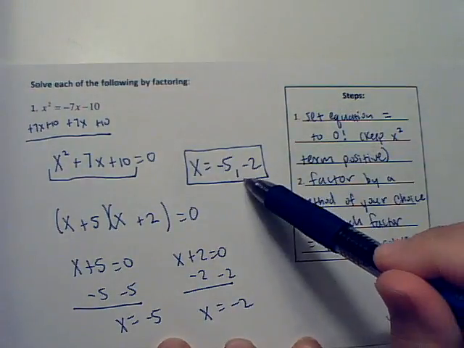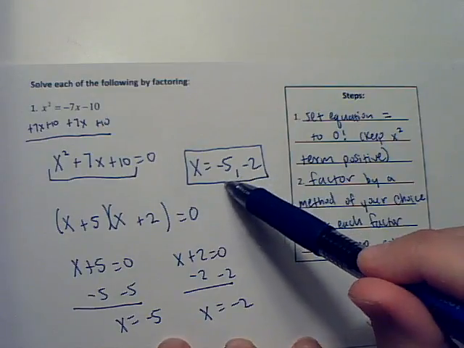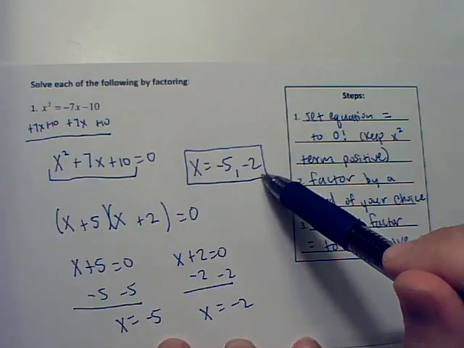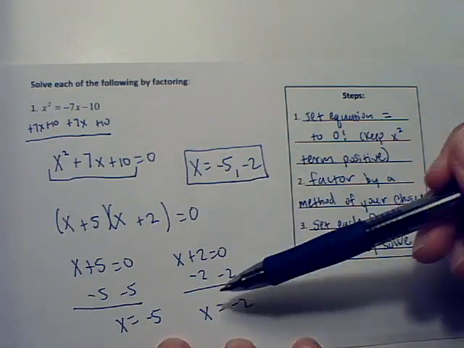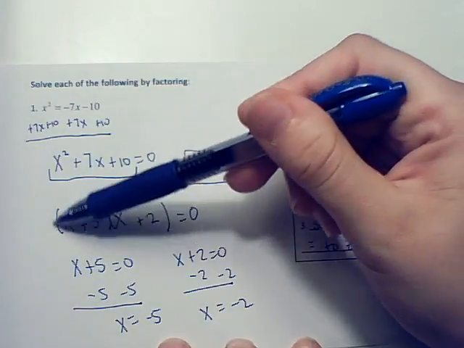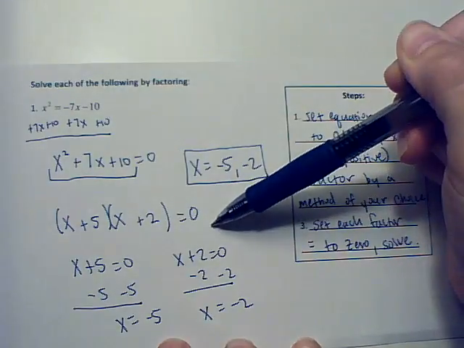Graphically, what that means is that these are the x-intercepts, and this is where the parabola would cross the x-axis, both at negative 5 and at negative 2. So the reason that we'll have two answers is this property that says if this value here is equal to 0, then the entire thing will cancel out.